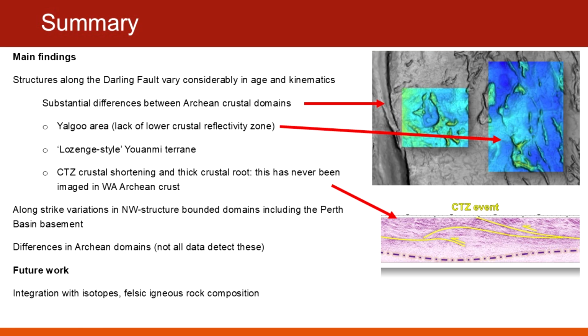So usually, and this has been mentioned before, we had a sharp Moho, and overall a lower crustal fabric that's often highly reflective and has a strong eastward dipping component. As the discussion with Graham earlier pointed out, it's not really an east dipping fabric, it's an east dipping component of the fabric, because it also has in some areas a south dipping component as well. But what I'm going to talk about a little bit is along strike variations in the northwest structure bounded domains, including in the Perth basement, and differences in Archean domains, and we'll highlight some future work.